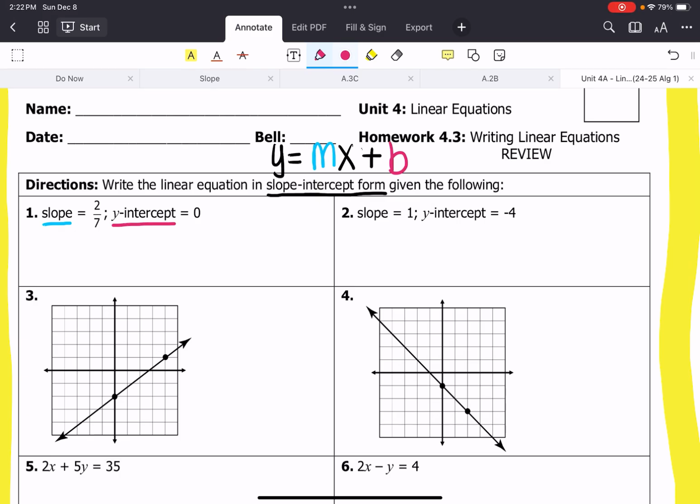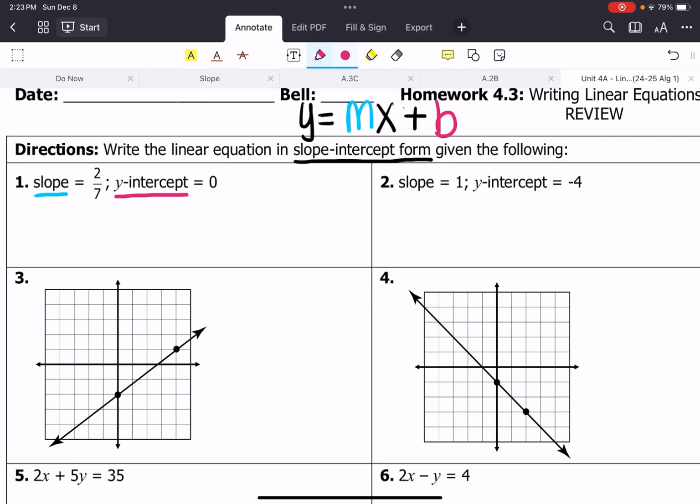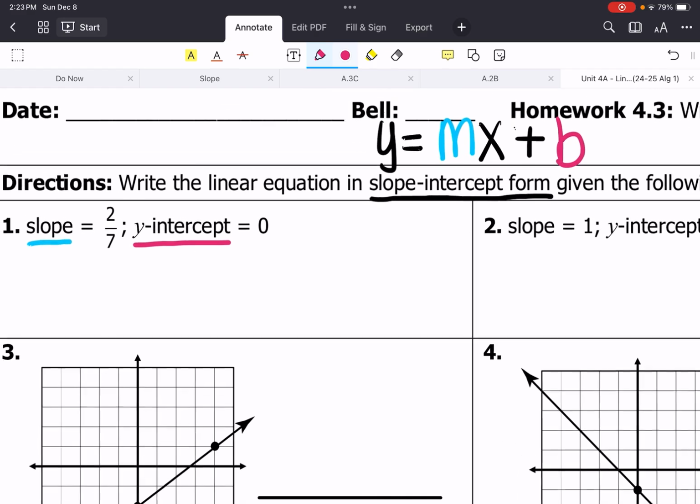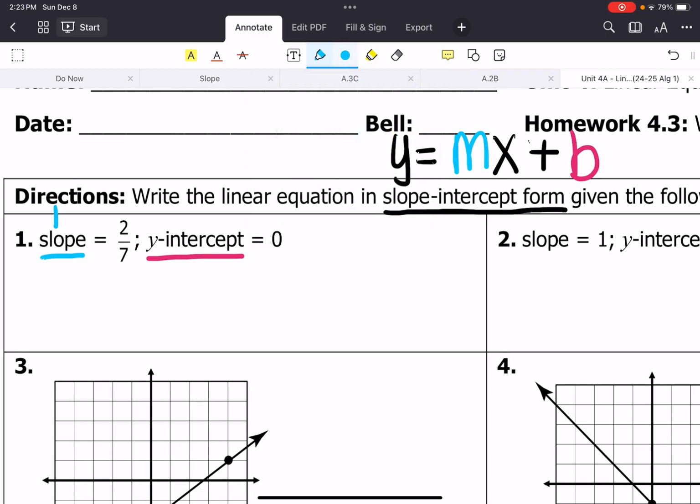For writing linear equations review, the directions say to write the linear equation in the slope-intercept form, which means y equals mx plus b, given the following. Notice for number 1, it tells you the slope equals 2/7. Remember, slope represents the m. And your y-intercept equals 0, which is your b.